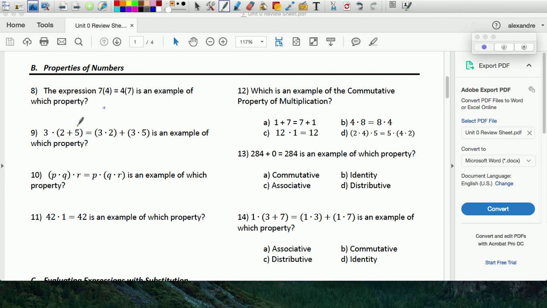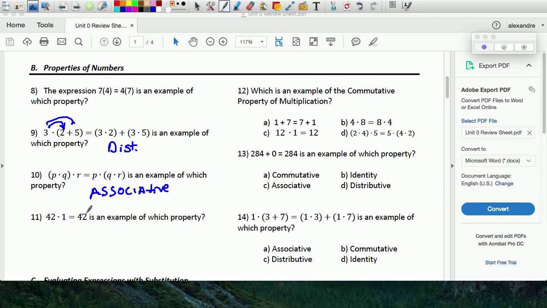9. This one, as you can tell, is the distributive property, right? Because 3 times 2 is here, plus 3 times 5. So this one, I'm just going to abbreviate distributive property. 10. P times Q times R. So we have to do P times Q first because it's in parentheses. On this side, instead of that, we do Q times R. So this is definitely the associative property.